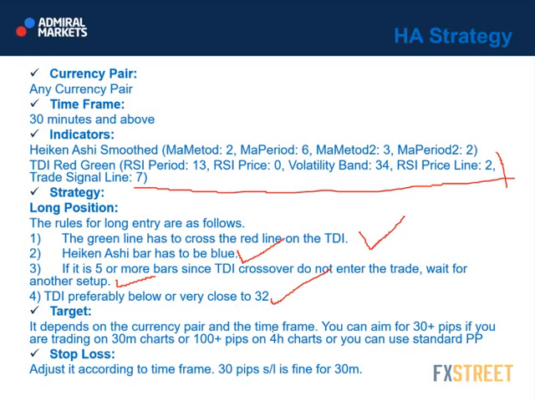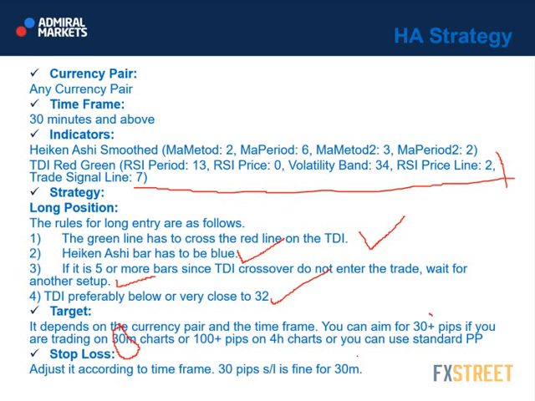Target usually depends on the currency pair and the time frame. You can aim for 30 pips if you are trading on 30-minute charts, or 100 pips. As I say, my recommendation is 30-minute charts, because Heiken Ashi is a lagging indicator. So on 4-hour charts, it can produce later signals. That's why, so far, the best usage was on 30 minutes.